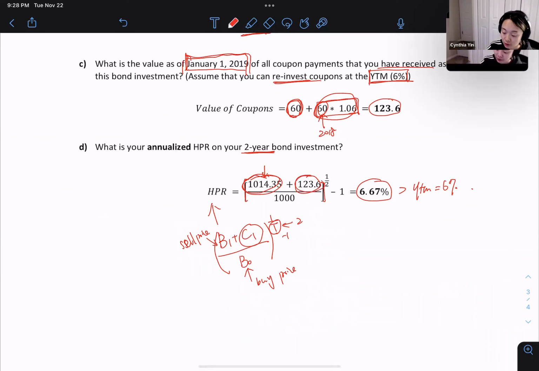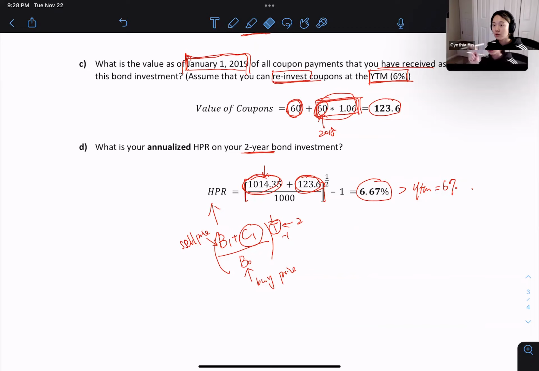At the same time, you gain some return from the coupon reinvestment, because you reinvest at least one coupon payment, although it's very small, at 6%. So the reinvestment will give you more value of coupon rather than just holding it. So altogether, it gives you a holding period return, or the true realized return, that is greater than the yield to maturity. Okay, this is just the answer to this question, but I want you to take one step further.